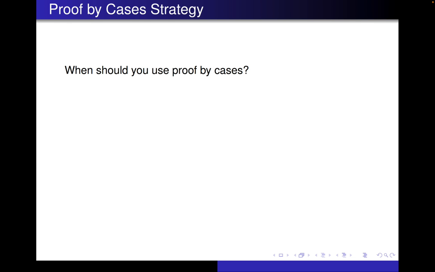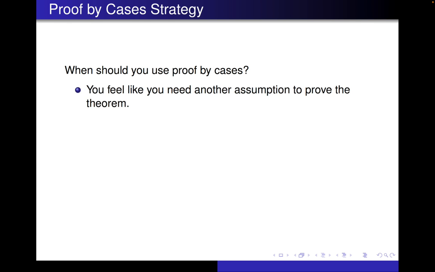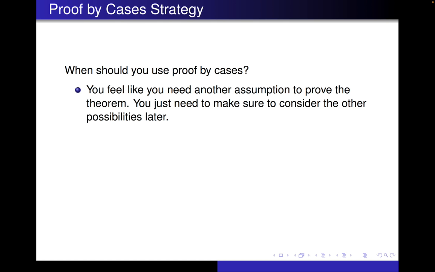All right, so here are some strategies for when you'd use proof by cases. For one, you have a theorem where the assumptions that you have don't feel like enough to prove the conclusion. You maybe need another assumption to prove the theorem. The only important part is, once you add that assumption, you have to take care of all the other possibilities as well.